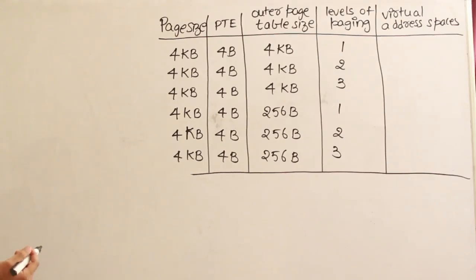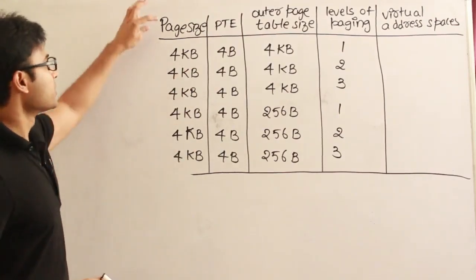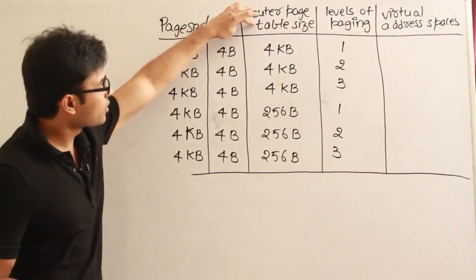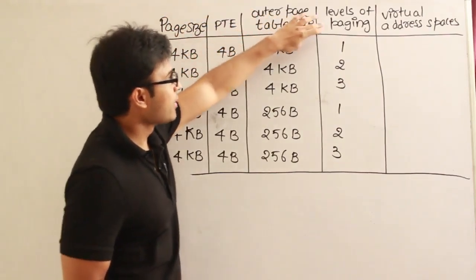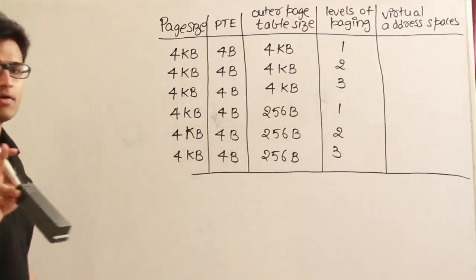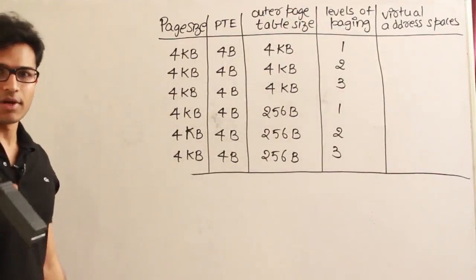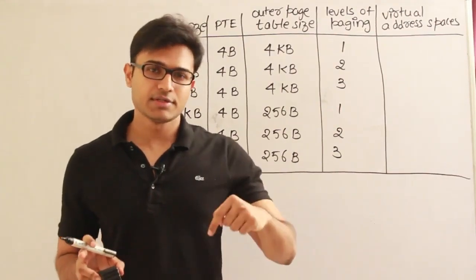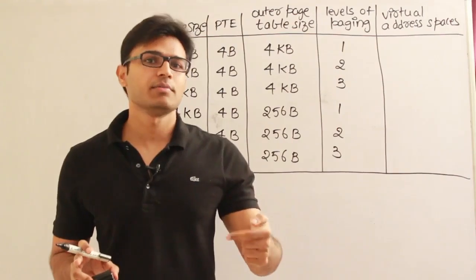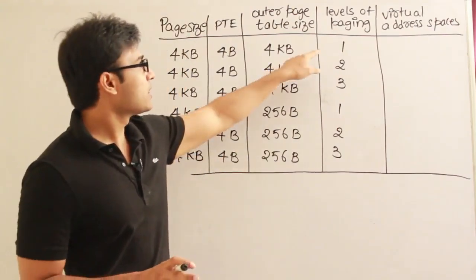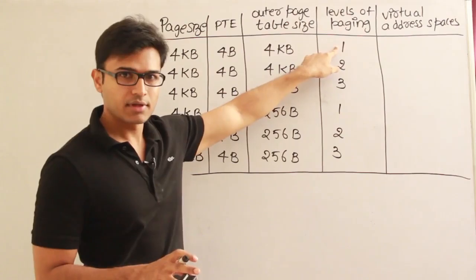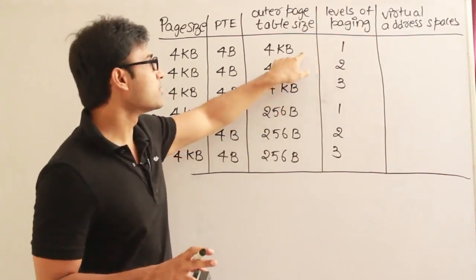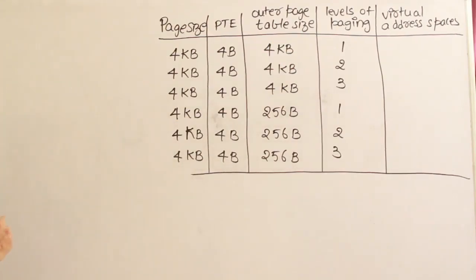See, for the first one, the page size is 4 KB, the page table entry size is 4 bytes, the outermost page table is 4 KB, and the number of levels is 1. When you have only one level of paging, how is it possible? One level of paging is possible only if there is a page table in the first level itself whose size is less than or equal to the page size, right? So whenever the levels of paging is 1, there is only one page table, which is nothing but the outermost page table.